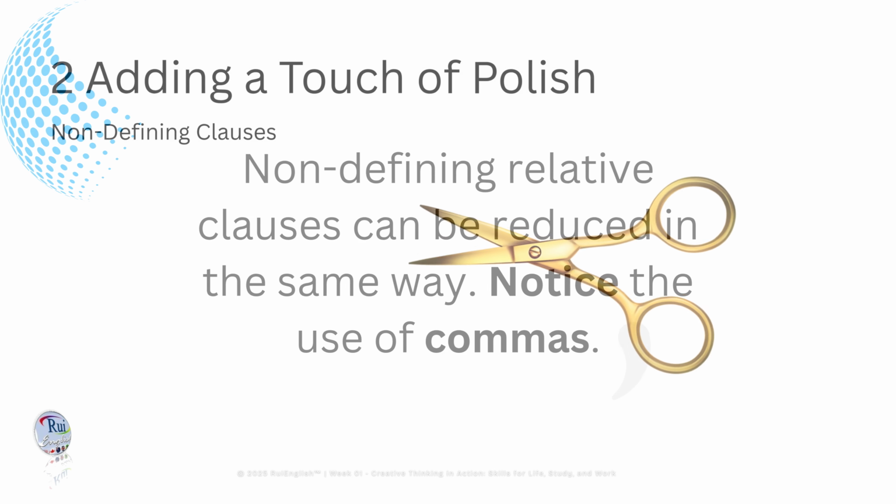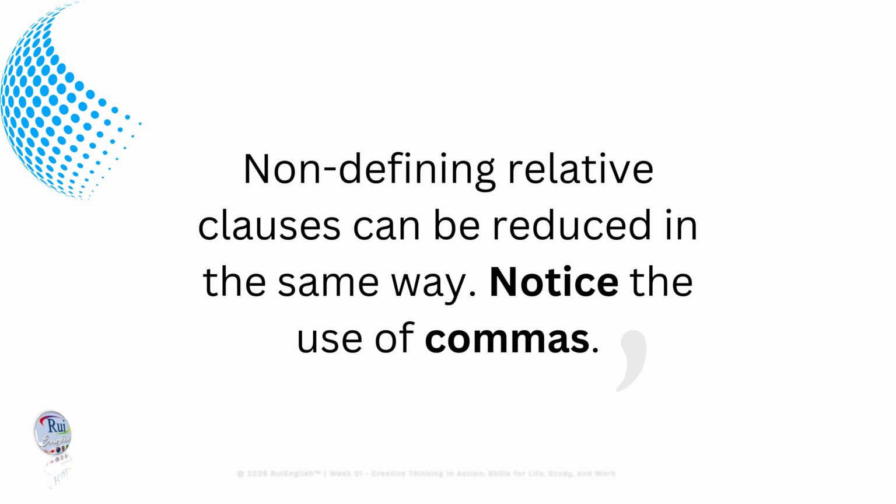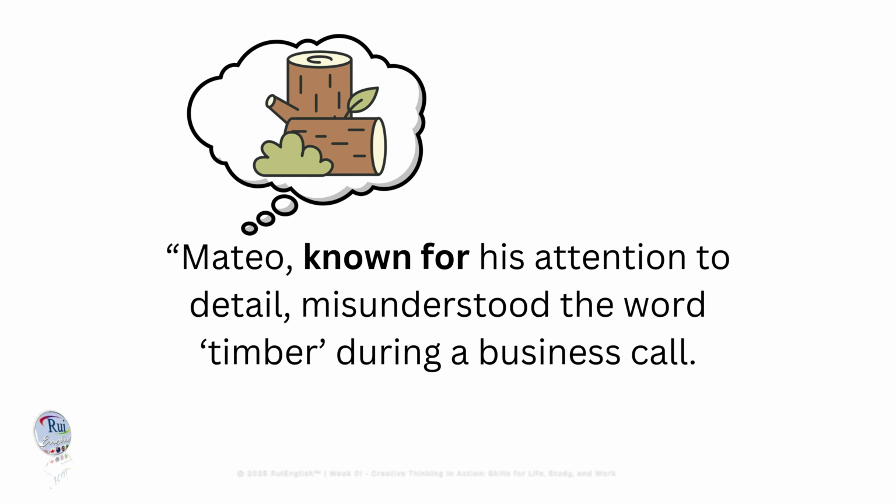So, the crucial point here is this. When you use these phrases to add extra info, you've got to frame it with commas. The commas are like a signal to your reader that says, hey, by the way, here's a little bonus fact about the person I'm talking about. Check out Mateo's story here. The main point is that he misunderstood a word, but that little bit inside the commas, known for his attention to detail, it adds this fantastic layer of irony and character. This isn't just a fact anymore. It's a mini story about who Mateo is, tucked right into the sentence.